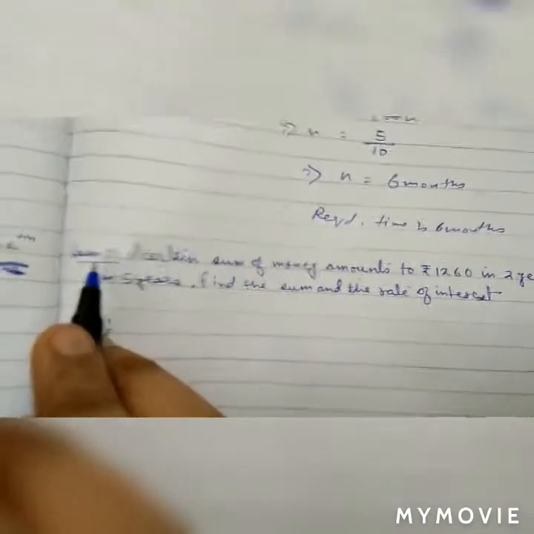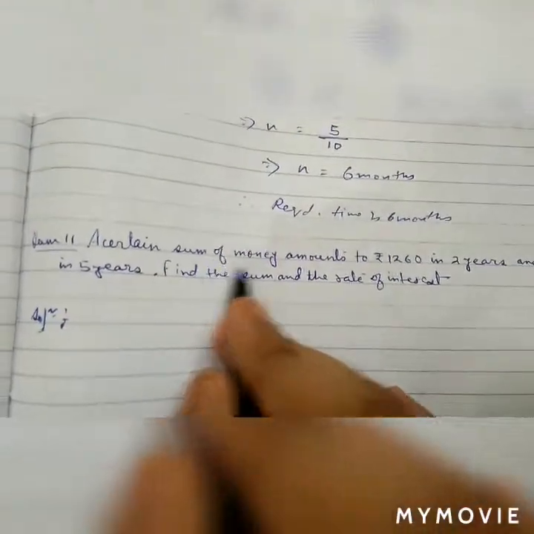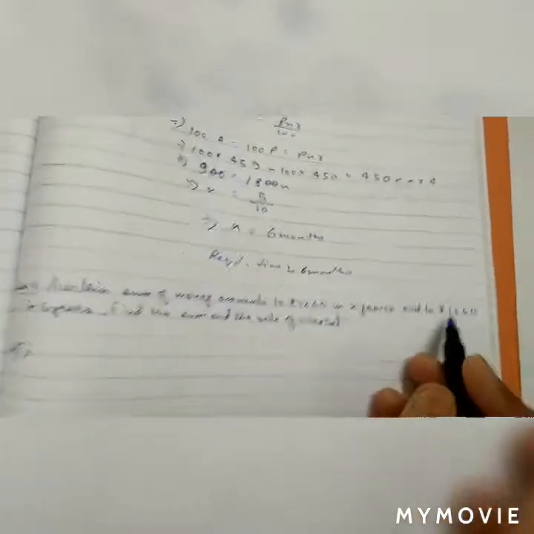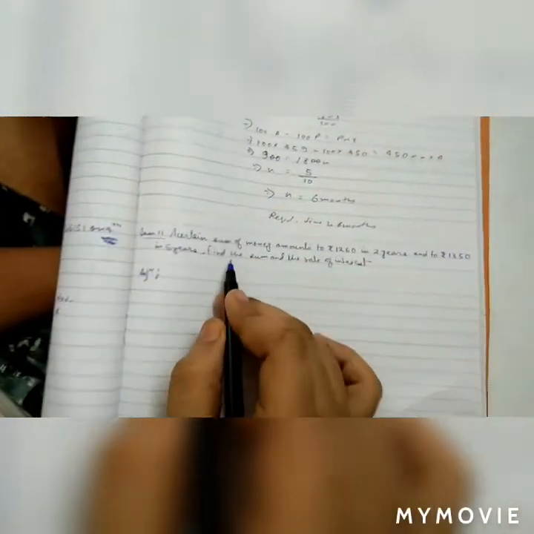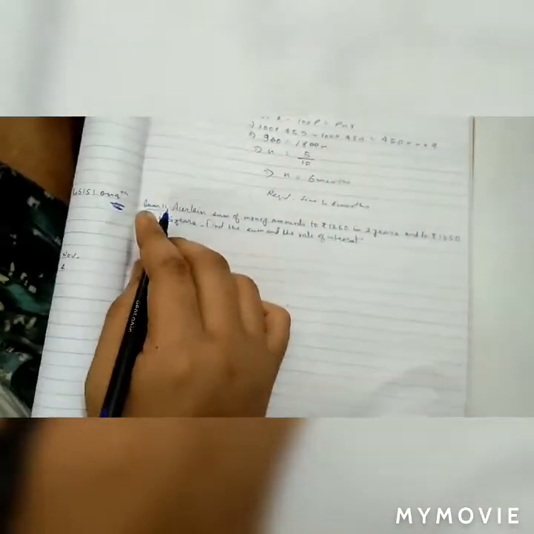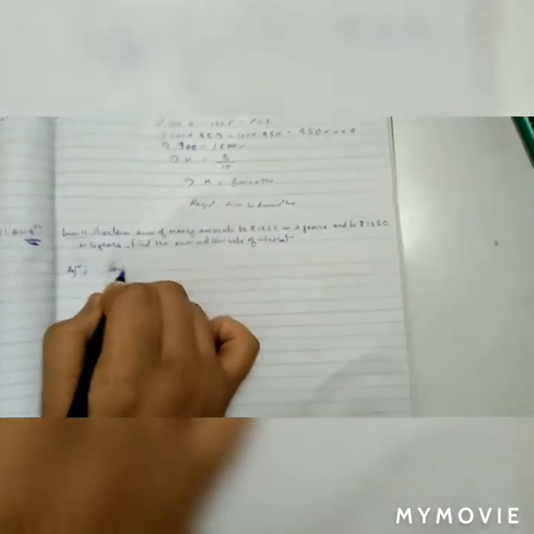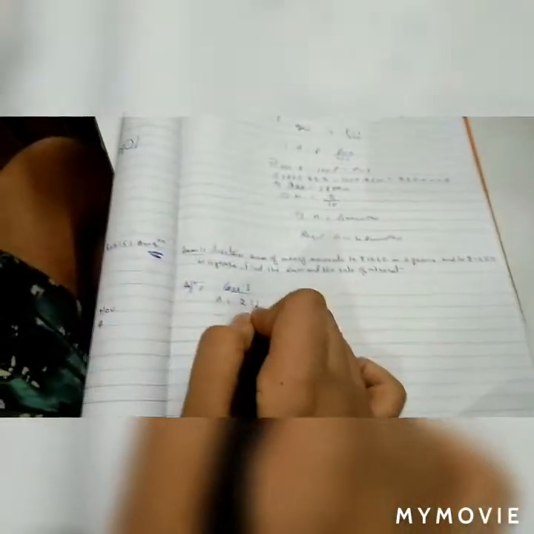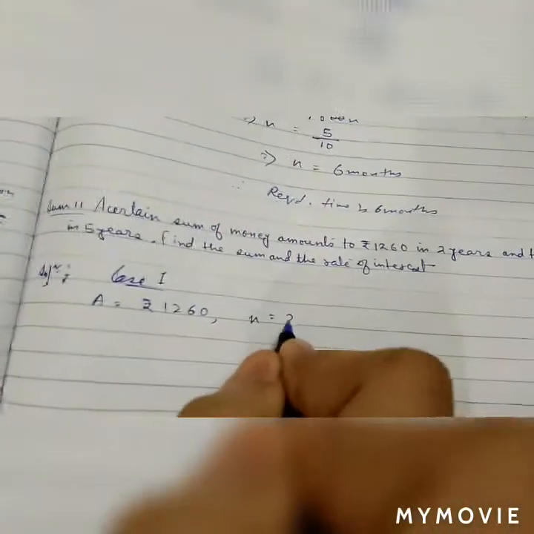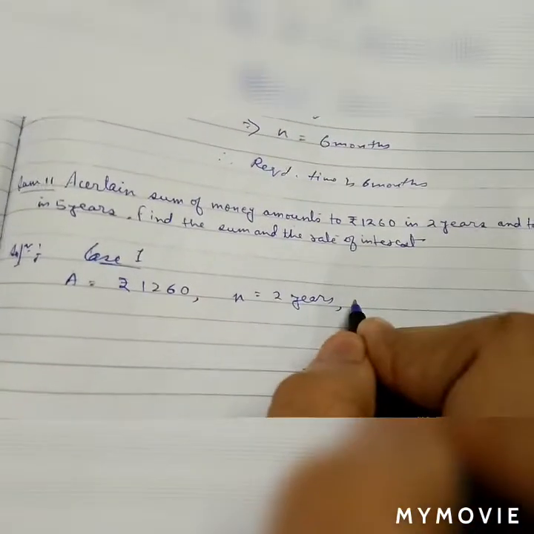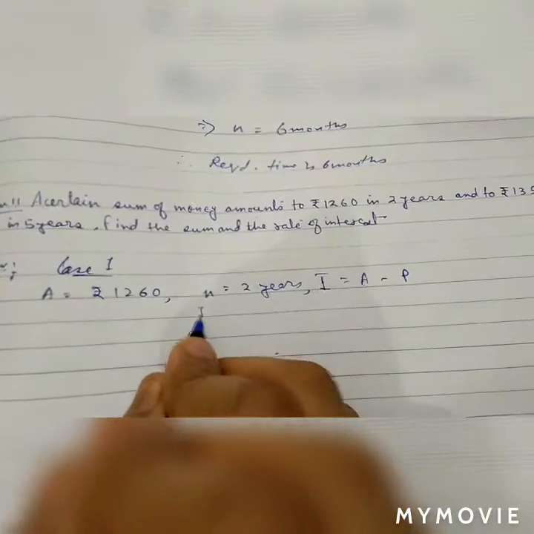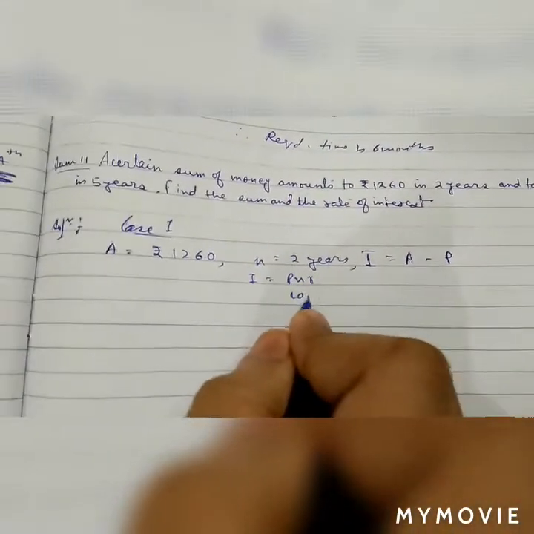Now we will go with sum 11. A certain sum of money amounts to rupees 1260 in 2 years and to rupees 1350 in 5 years. Find the sum and the rate of interest. We will solve this sum in two cases, case 1 and case 2. First we will begin with case 1. Amount is rupees 1260, n equals 2 years and I equals A minus P. Then again I equals PNR divided by 100.